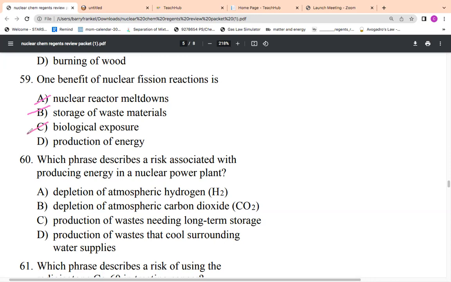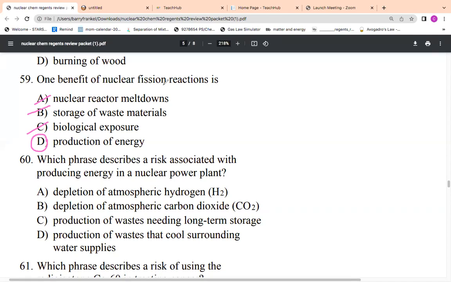So this is the opposite of a benefit. This is a risk. The one benefit of nuclear fission is that it produces a ton of energy, way more than the burning of fossil fuels or any other energy source that we currently have. The only thing better than fission in terms of how much energy is produced would be fusion. Again, it's very difficult to get those conditions that you need in order to get fusion to occur on Earth. Number 60. Which phrase describes a risk associated with producing energy in a nuclear power plant?